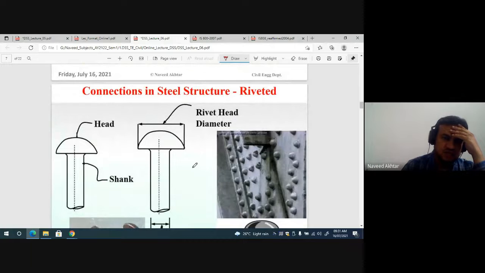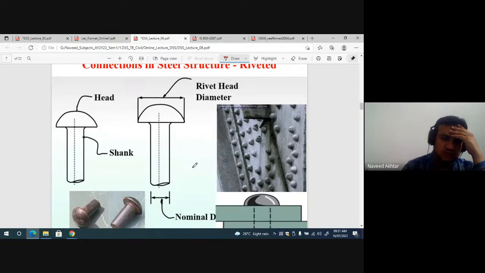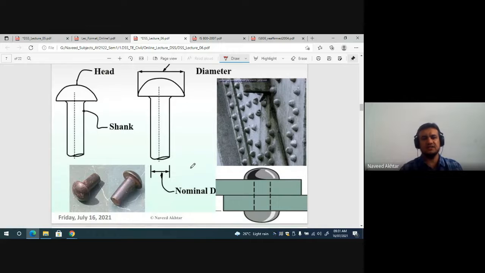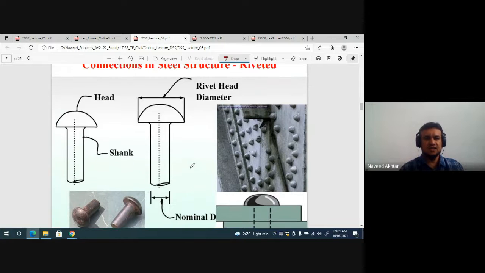Now we'll come to the types of connection. You can see how the rivets are. The rivets are like this. So rivets have two parts. The upper part is the head, and the lower part is the shank. So you can see the shank and the head, and this is the nominal diameter of your rivet.